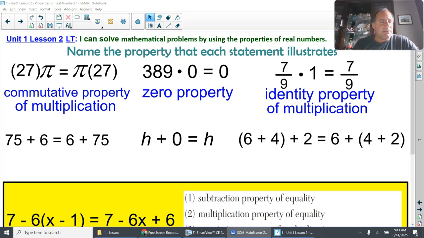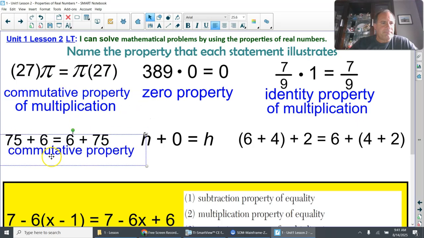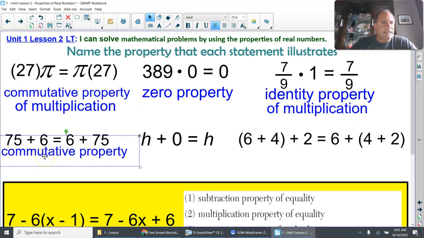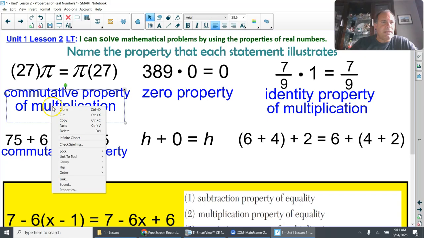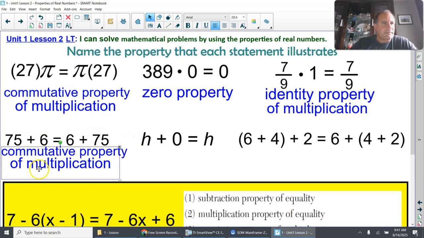The 75 plus 6 equals 6 plus 75. All you're doing is flipping the numbers. They're equal to the same thing. So this is commutative property of addition. Commutative property, and that is of addition, not of multiplication, which is pretty easy.